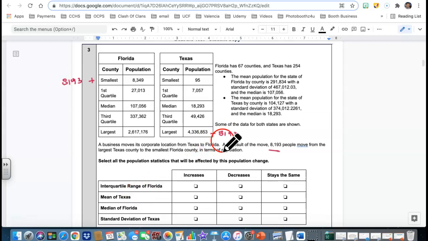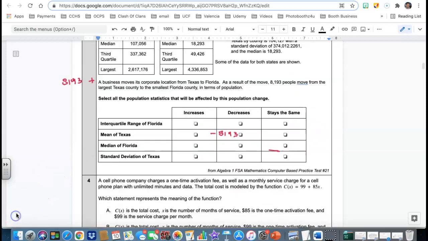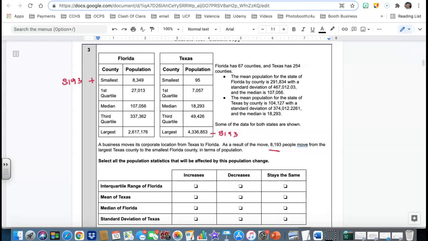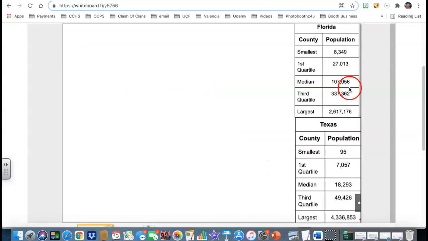Okay, so if I'm taking some people out of the population, I'll explain that with a problem. The median of Florida, the standard deviation of Texas. All right, so let me show you. Let me add some graphs over here. Okay, so let's get the information that we have here. I got the Florida information and Texas. Okay, so here's my Florida population.